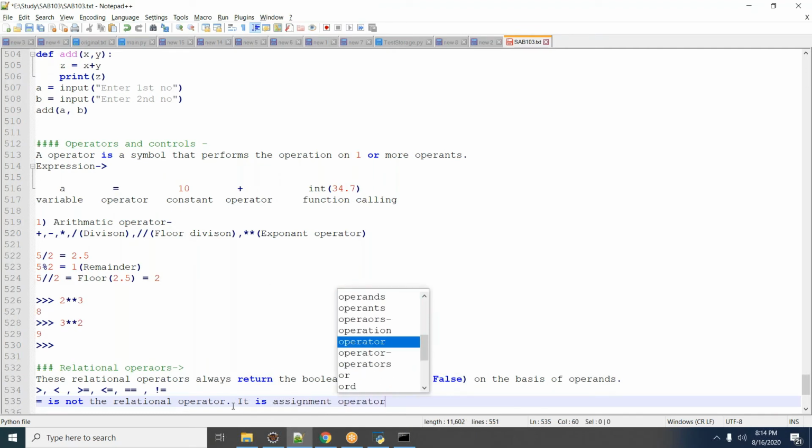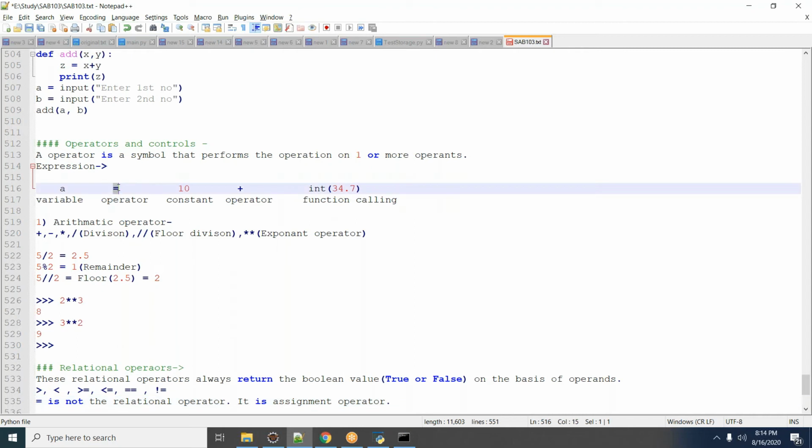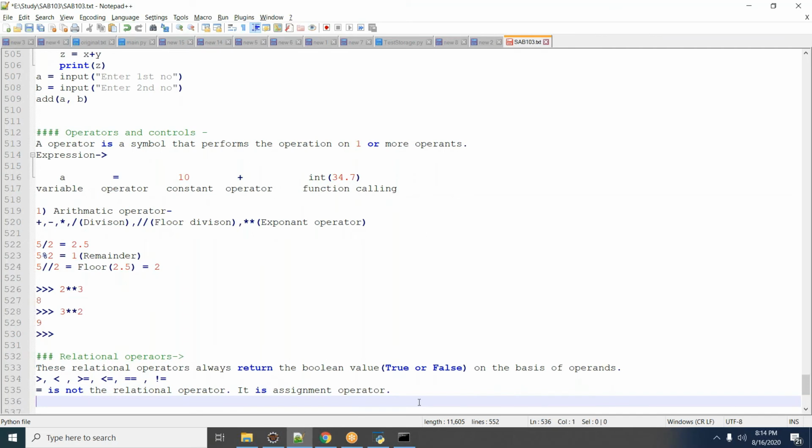Assignment operator. If you want to assign any value, we need to use this equal to operator. So this operator is the assignment operator. Apart from this, double equal to, not equal to, less than equal to, greater than, and less than are all relational operators.